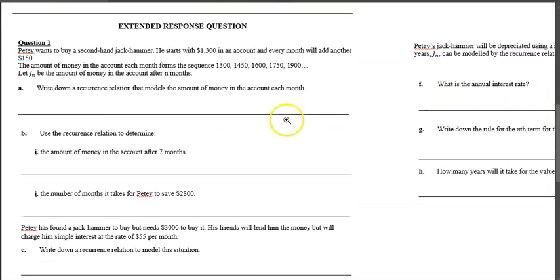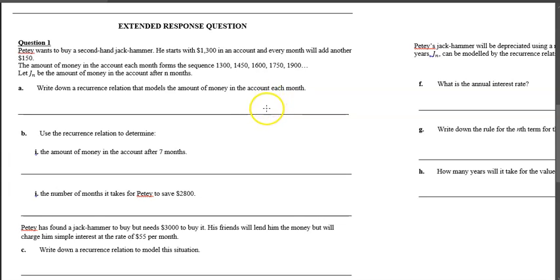So let's have a look at this first part of the question here. PD wants to buy a second-hand jackhammer. He starts with $1,300 in an account and every month will add another $150. The amount of money in the account each month forms the following sequence. So it starts at $1,300 and it is going up by $150.